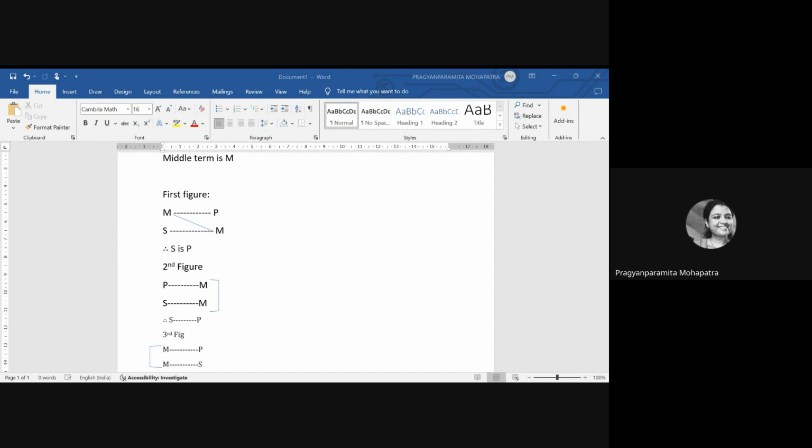Are you getting me or not? So it's just like permutation combination. Yes, yes. We are saying that these are all the possibilities, combinations about each figure. So 64 possibilities are there. Yes. Okay.